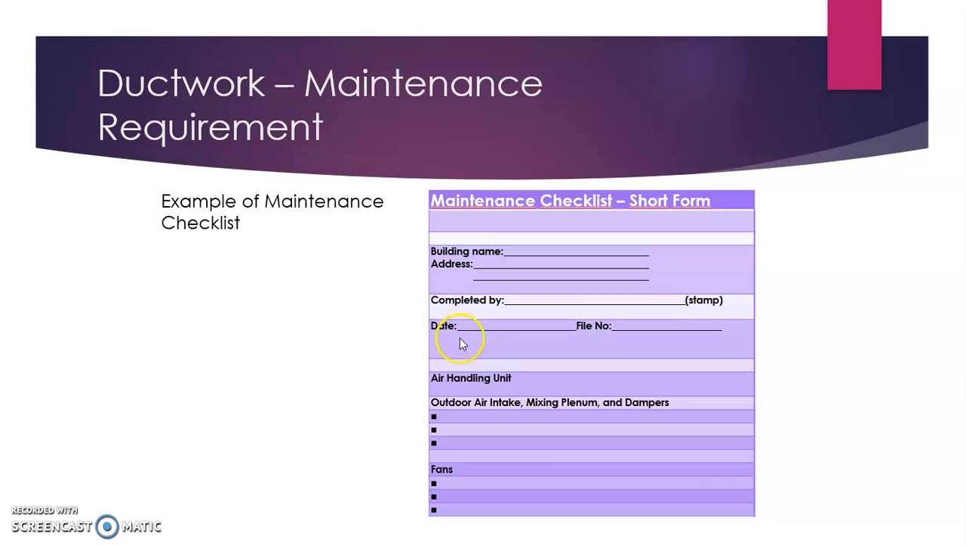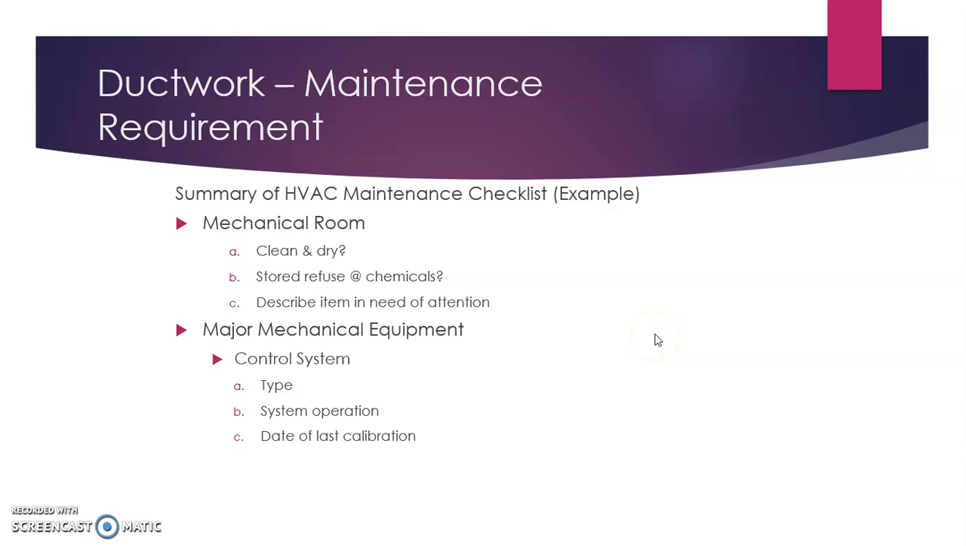It must be completed by the personnel who are involved with the servicing. It must be stamped there because usually the ducting maintenance will be done by a very competent person. Also when the maintenance took place, the file number, everything must be put there. So the next one, they will look into the mechanical room.